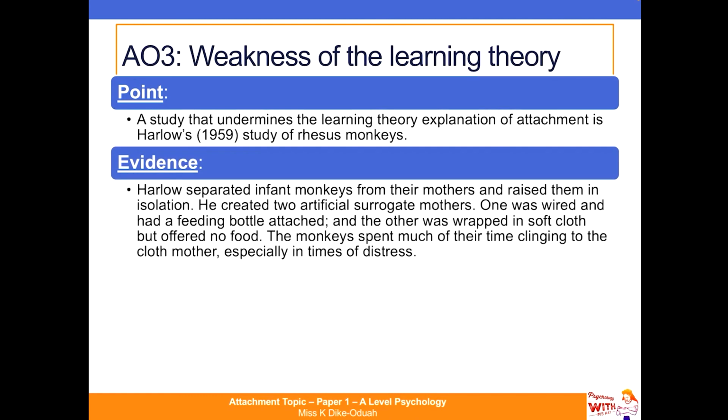Our evidence for this comes from the fact that Harlow separated infant monkeys from their mothers and raised them in isolation. He created two artificial surrogate mothers. One was wired and had a feeding bottle attached, and the other was wrapped in soft cloth, but offered no food. The monkeys spent much of their time clinging to the cloth mother, especially in times of distress.